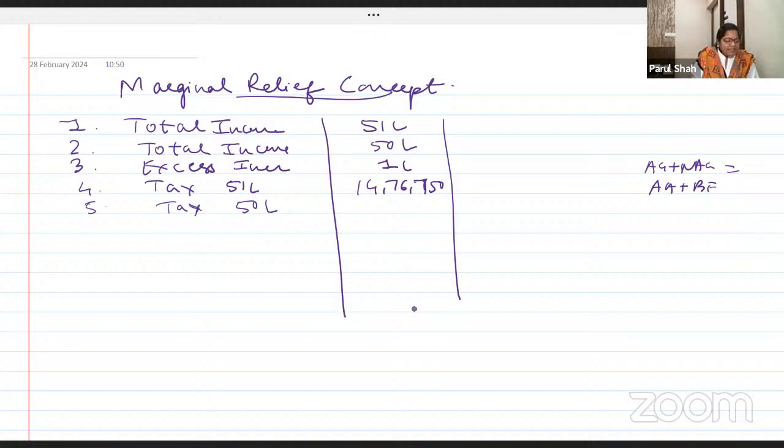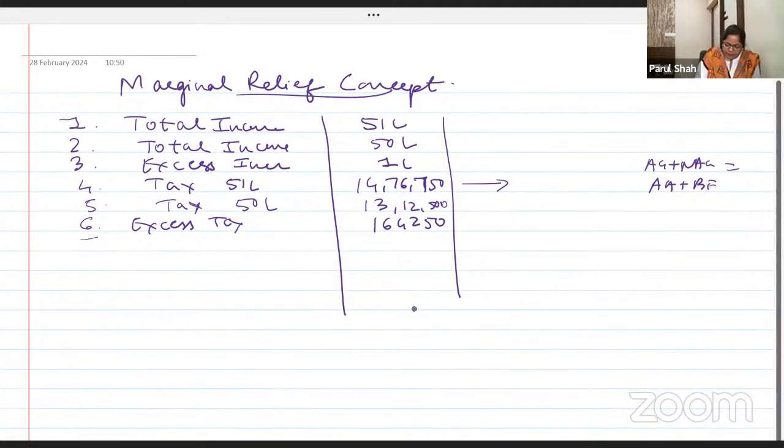Next, what is the tax on 50 lakhs? We have calculated 13,12,500. If you want, you can write it separately here and calculate. So how much is the excess tax you are paying? On 51 lakhs, obviously the tax is more because you are paying surcharge. Up to 50 lakhs, there is no surcharge. 1,64,250. This is the excess tax.